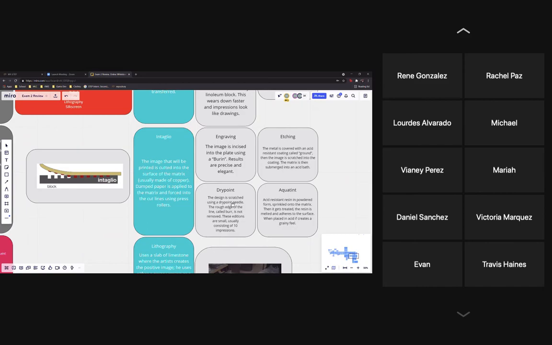Now, aquatint, instead of covering the whole thing with the coating, you're going to use a powder coating, right? So that's going to give the design a little grainy feel to it. So you're going to see a lot of points on the final design. Does that make sense?